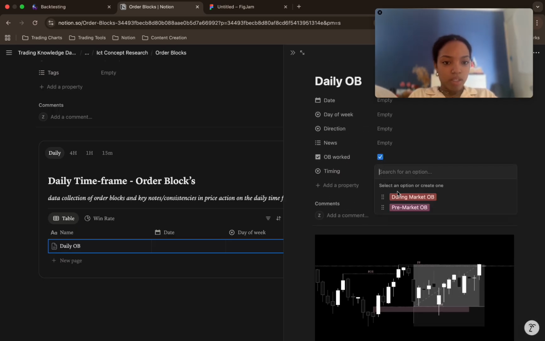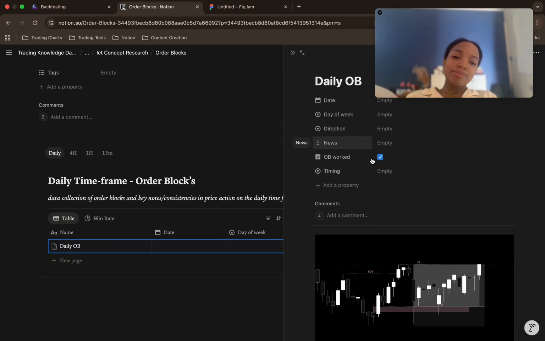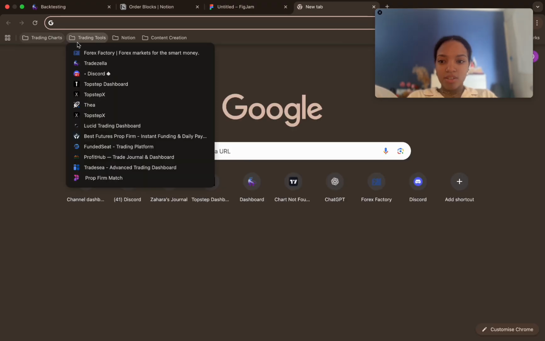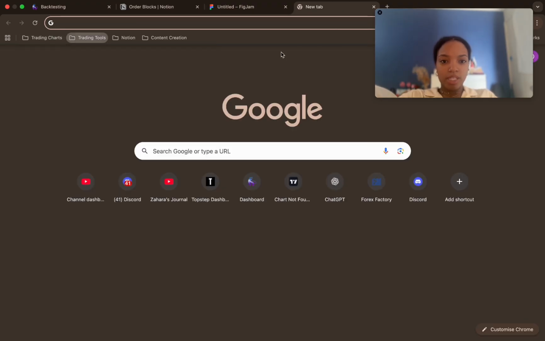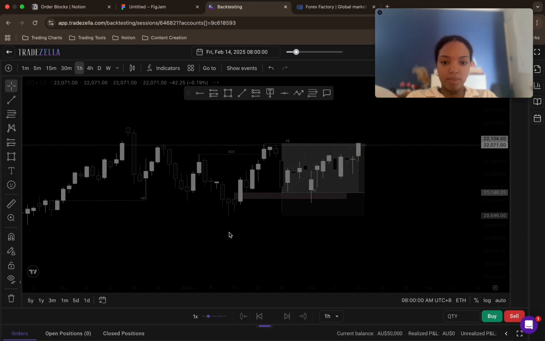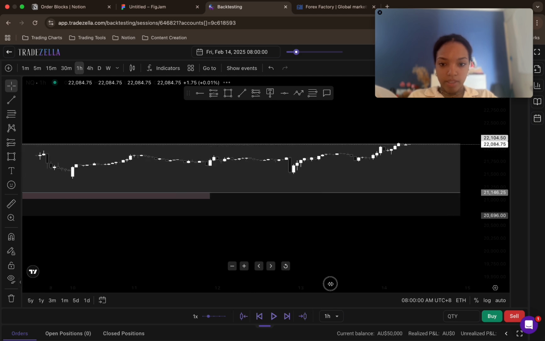So the order block worked. Timing doesn't really matter because it is the daily time frame, so we don't actually have the session times, I guess. So we've got the trading tools, that's going to be Forex Factory. Oh, I guess we can see if we scale down in time frame. Maybe I'm being lazy.